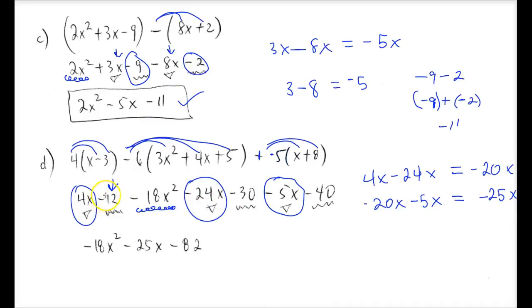And so now the negative 12 and the negative 30 go together, and that's a negative 42. And negative 42 minus 40 is 82. And so I'll write it out so that you can actually see it. So negative 12 minus 30 is a negative 42. And then negative 42 minus 40 is a negative 82. That's how we get this answer here.